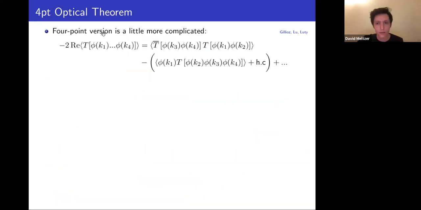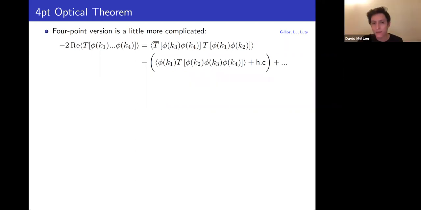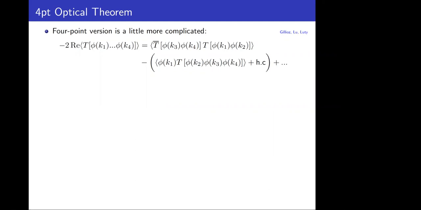So at 4 points, we have this identity for the real part of the time-ordered correlator. Sorry, Dave. For your identity, is it important that you're in momentum space? No, I wrote in momentum space because I'll be working in that space, but it's really a position space identity. It's more useful in momentum space, though.